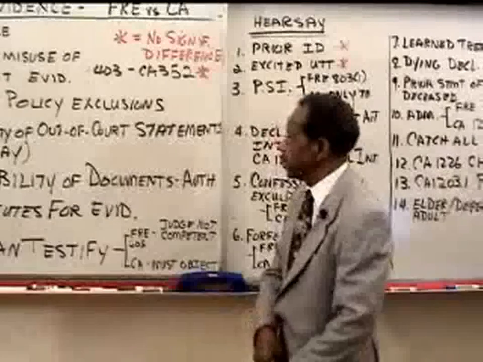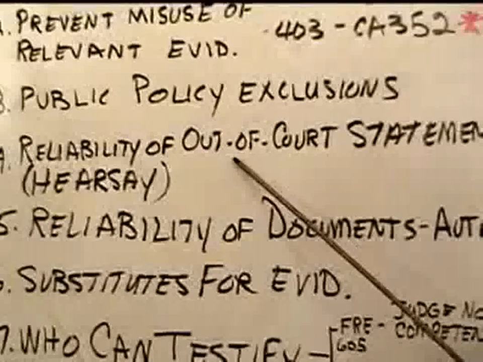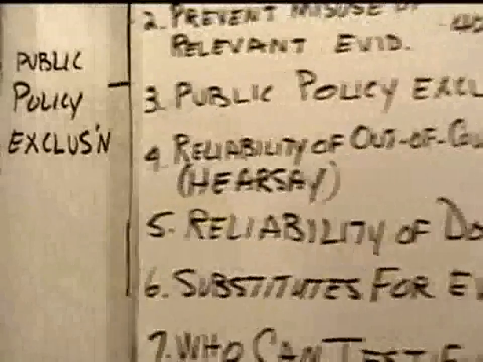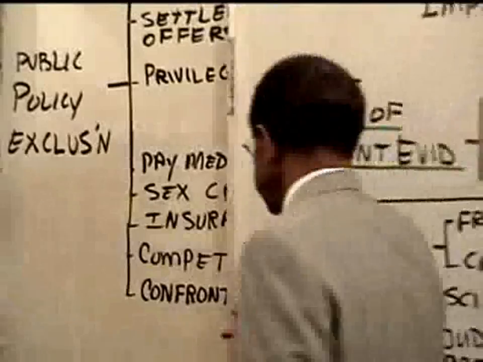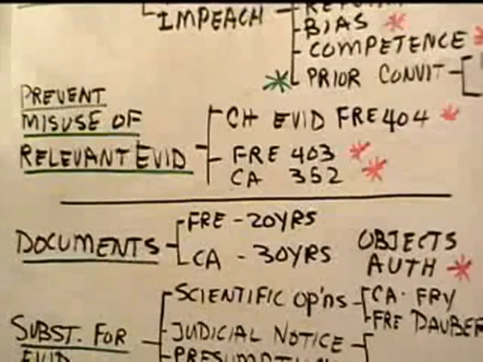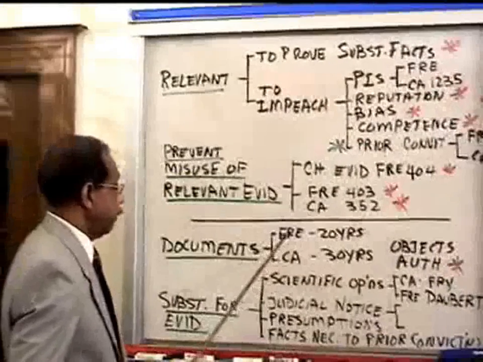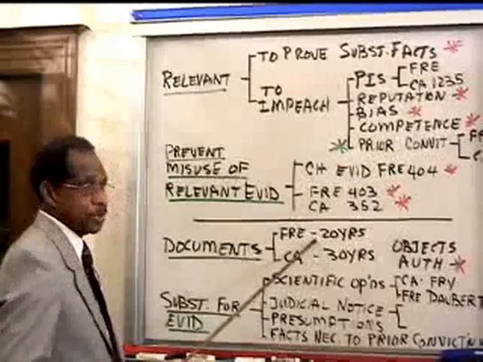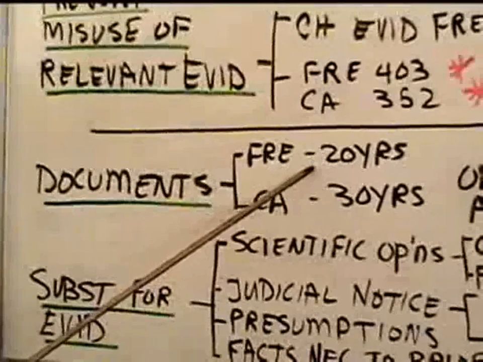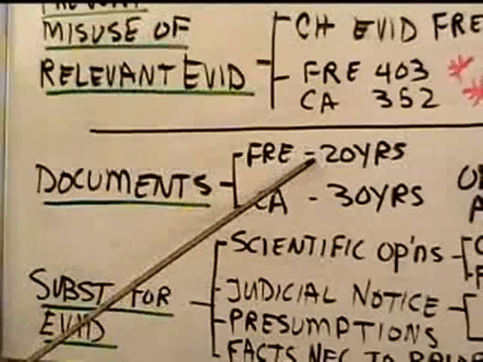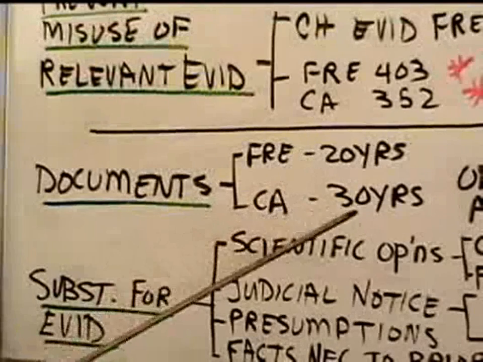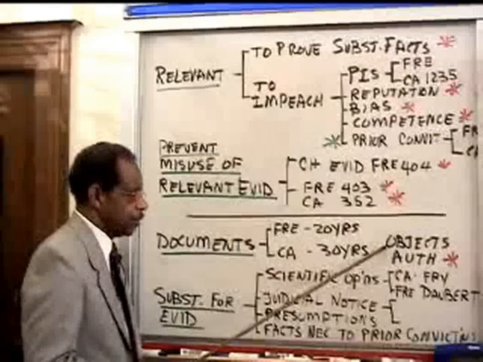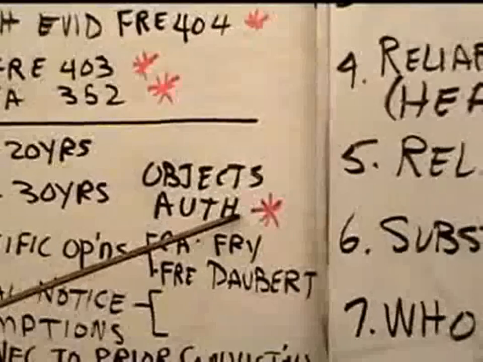rules of evidence. And that brings us down through here, reliability of out-of-court statements, and that takes us to item 5, reliability of documents. Under the federal rules, ancient documents are those found in the place where you expect them to be, found with no indications of lack of trustworthiness, and under the federal rules, if the document is 20 years old, that's sufficient. California requires 30 years. That's as to documents. Now, as to objects like bullets, tires, and things of that sort, you authenticate those objects in the same way under both code systems.